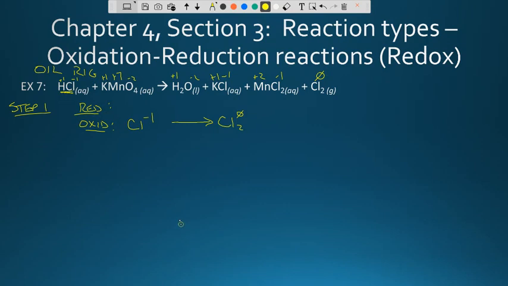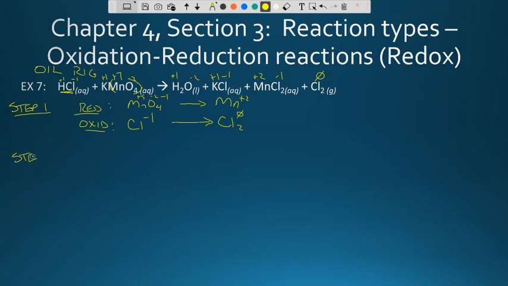Reduction is gain. And so my manganese, out of this whole thing, was in the permanganate polyatomic ion, which has a -1. This is a -2, so this is 6. This was a +5, and it went to a manganese that's a +2. Notice that I can't split off this oxygen because potassium permanganate looks like this. All right, so that's step 1.